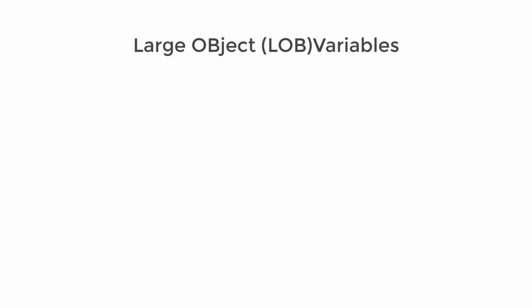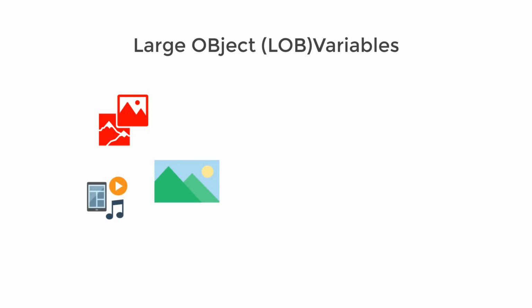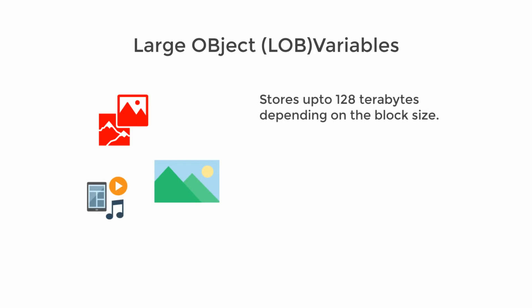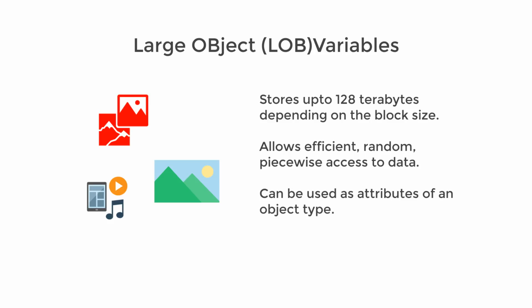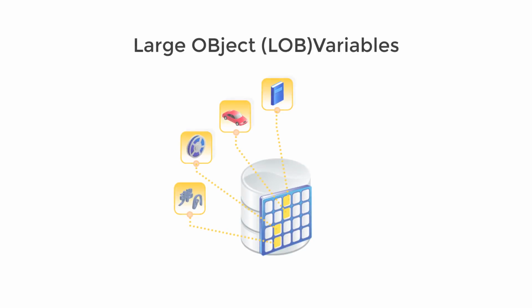Looking at the LOB category of data types, the LOB variables allow you to store blocks of unstructured data such as text, graphic images, video clips, and sound waveforms of up to 128 terabytes depending on the database block size. LOB data types allow efficient, random, piecewise access to data and can be attributes of an object type. CLOB, BLOB, bfile, NCLOB are some of the LOB data types.